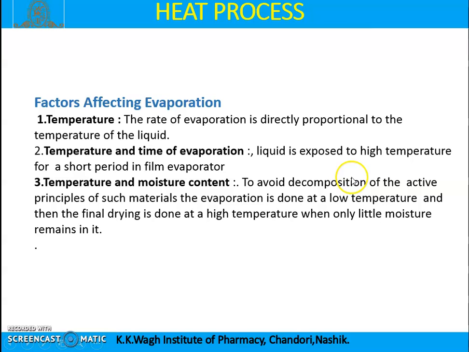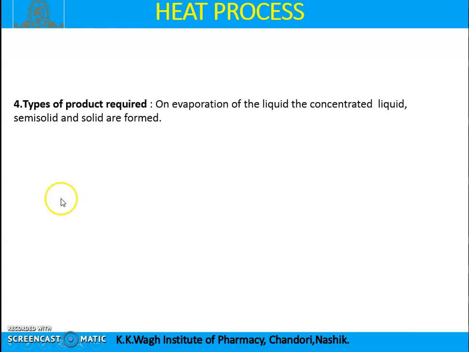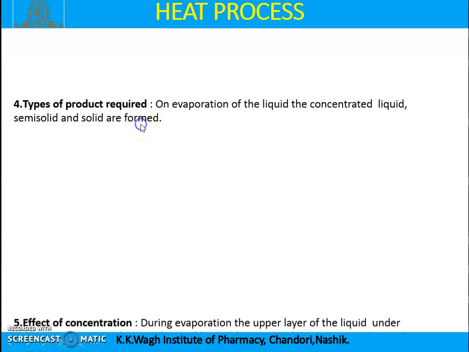To avoid the decomposition of the active principles of such a material, the evaporation is done at a low temperature, and then final drying is done at the high temperature when only little moisture is remaining in it. The next factor is the type of product required. On evaporation of the liquid, concentrated liquid, semi-solids and solids are formed.